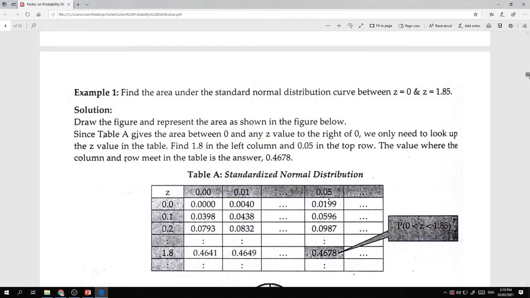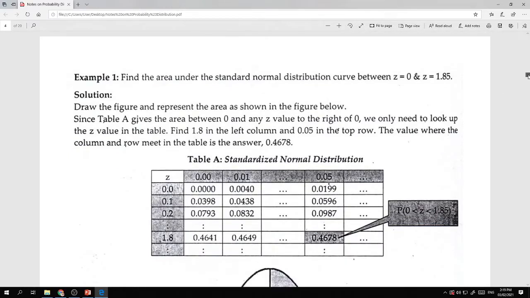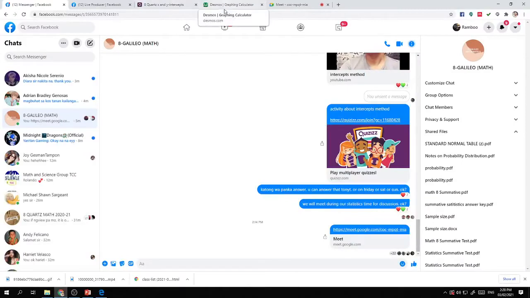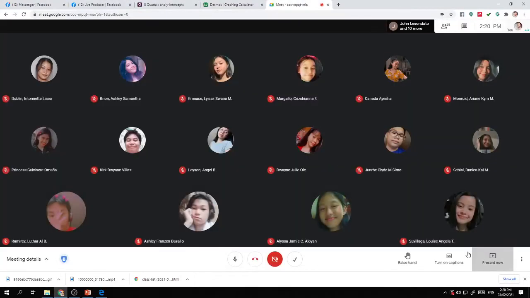So our first problem is this. Find the area under, no, I'm going to share screen first for a while. Percent.